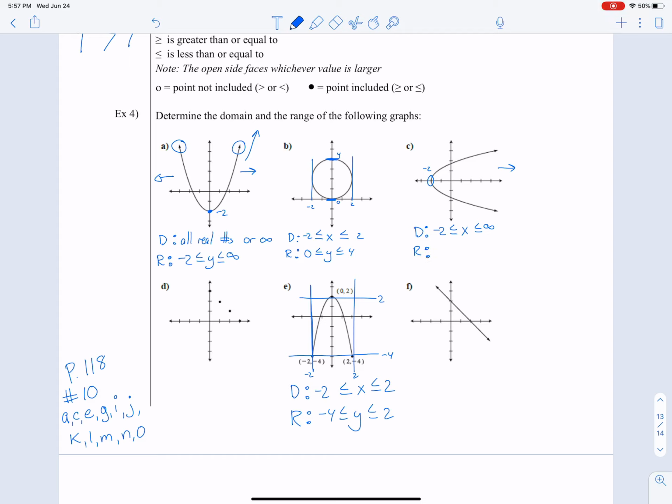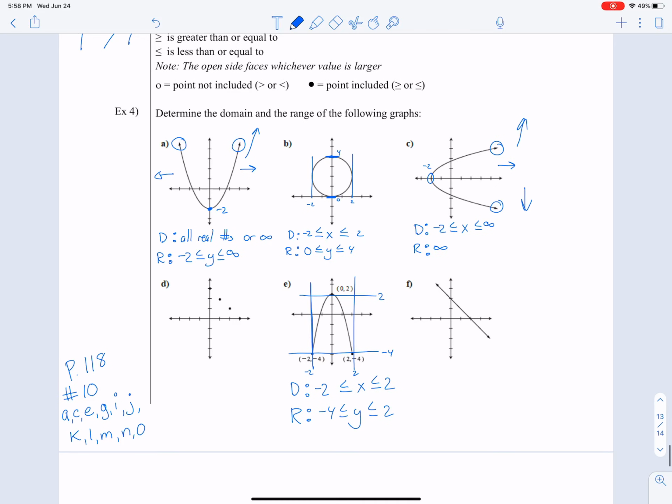Our range, so just like those other ones, if you go far enough, it's slowly widening. So that means that it's going up forever and it's going down forever. So that means this one is also all real numbers, or you can just write infinity sign. Okay. I'm going to do F next.